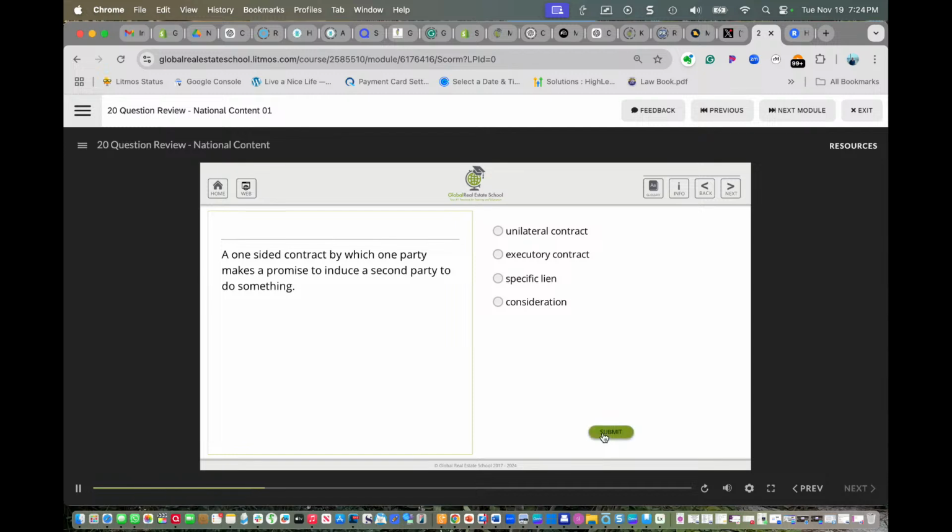A one-sided contract by which one party makes a promise to induce a second party to do something, that's an example of a reward or a unilateral contract. Now, don't forget, bilateral contract, I'm making a promise and you're making a promise. Unilateral contract, I'm the only one making a promise. A broker promising something for a sales contest, that's a unilateral contract. A reward would be an example of a unilateral contract, okay? So don't forget that.